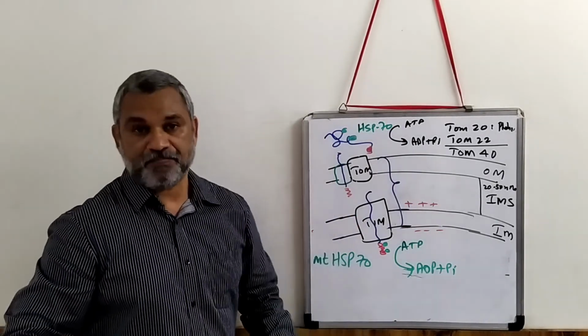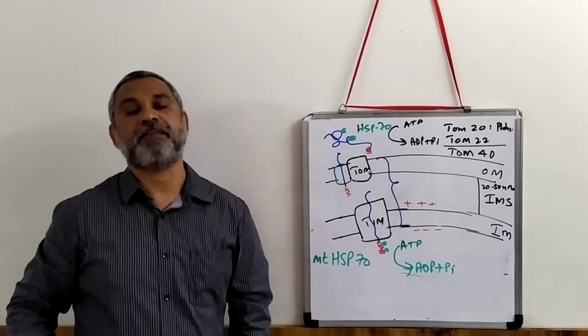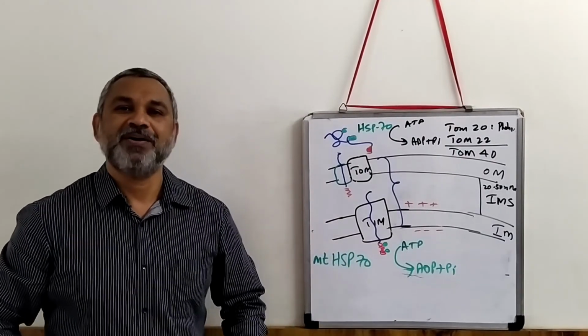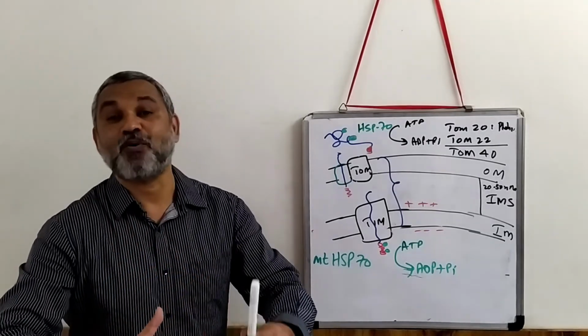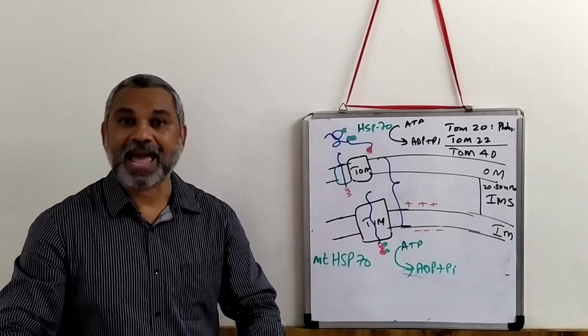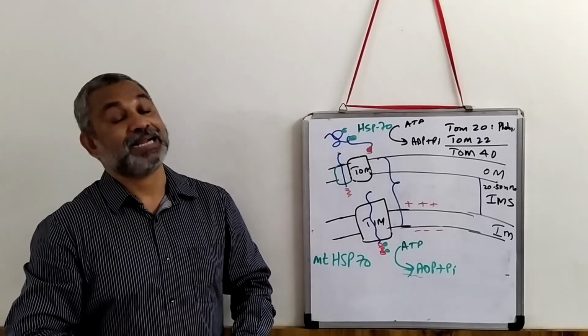Once the protein is inside the mitochondrial matrix, now we come to the last phase of it. That is how this protein is folded and located at the right place.